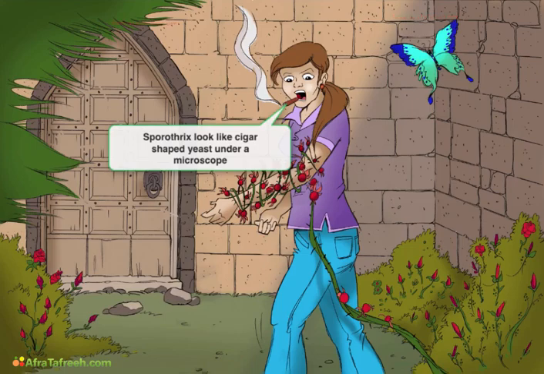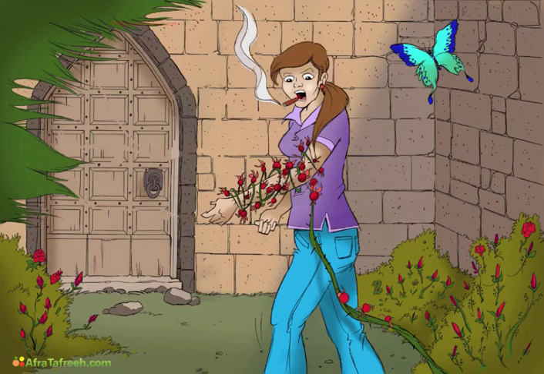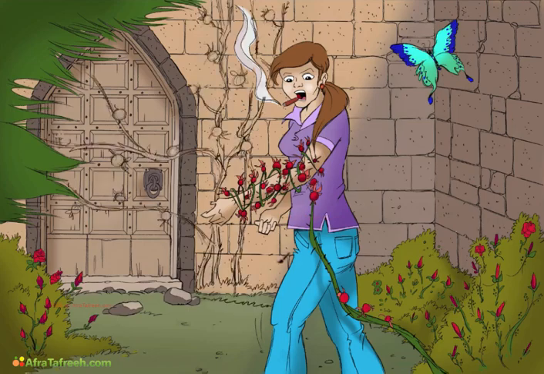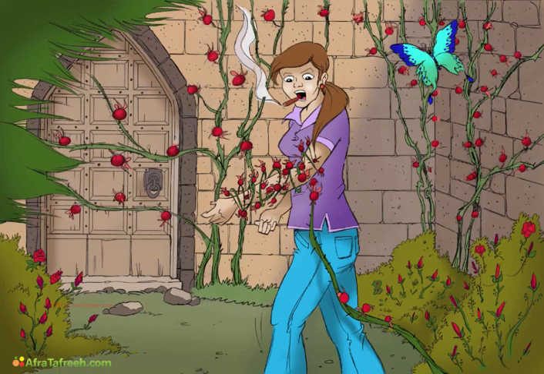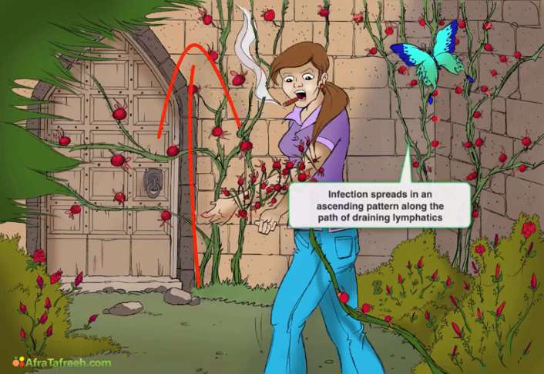Okay, on to transmission. As I mentioned in the beginning, Sporothrix is most commonly introduced into the skin by physical trauma, like when a thorn from a rose bush cuts into the skin. This can result in a local pustule or ulcer at the site of trauma. Further nodules can then develop in an ascending pattern along the path of draining lymphatics. So we'll draw in some vines ascending up the brick walls in the background to represent this ascending infection.